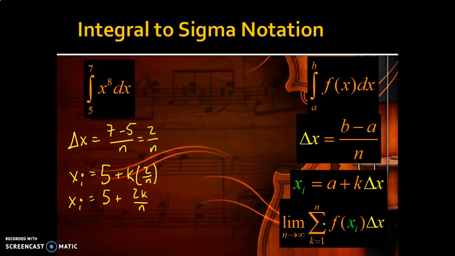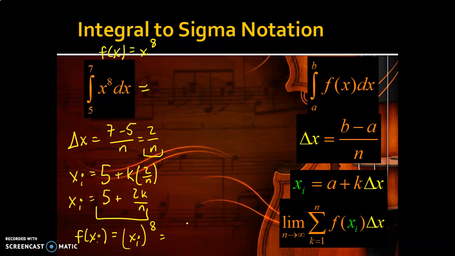All right, so now I just need to rewrite it using sigma notation. I have my delta x and I have my x sub i. So x sub i needs to get plugged into my equation. My equation on this one is f of x equals x to the 8th. So f of x sub i would be whatever x sub i is to the 8th. So it would be 5 plus 2k over n to the 8th. All right, so this is what I'm going to plug in for my equation here.